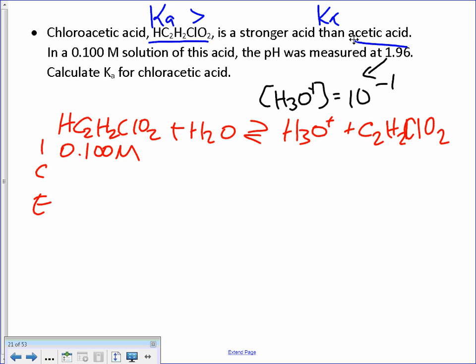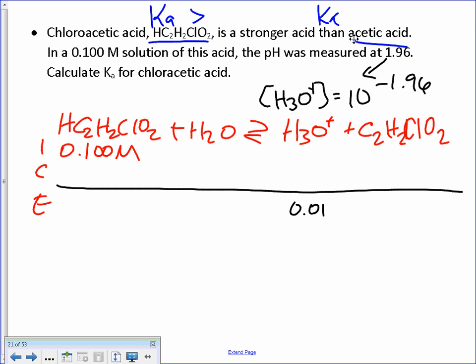So 10 to the negative 1.96, which is, I have to look at my paper for that one. 0.01. So hydronium, and I'm putting it at equilibrium because I can't have this by itself. Just that by itself is not acidic. Even though it's an acid, it is not acidic. It's only when it reacts with water and makes a little hydronium that it gets acidic, because the presence of hydronium is the only thing that makes the pH drop into the acidic region. So this has to be at equilibrium whenever you write it in here. Okay, so that's all I know.